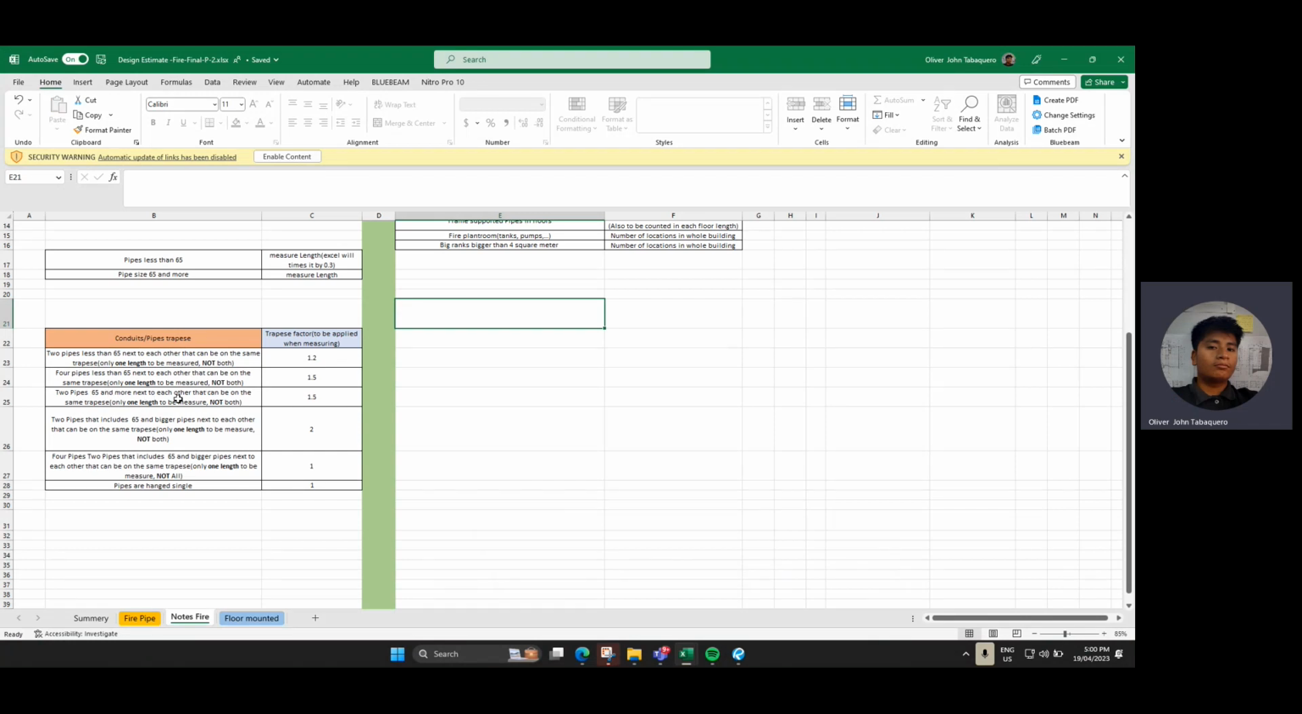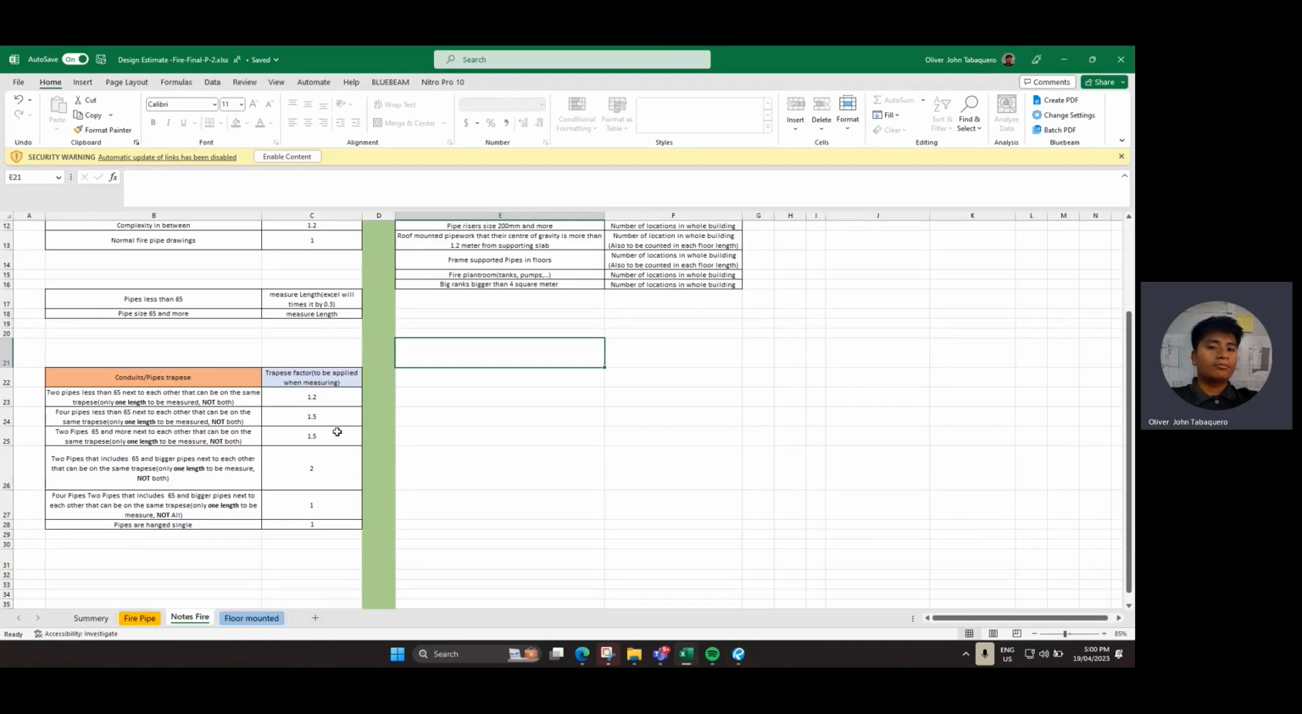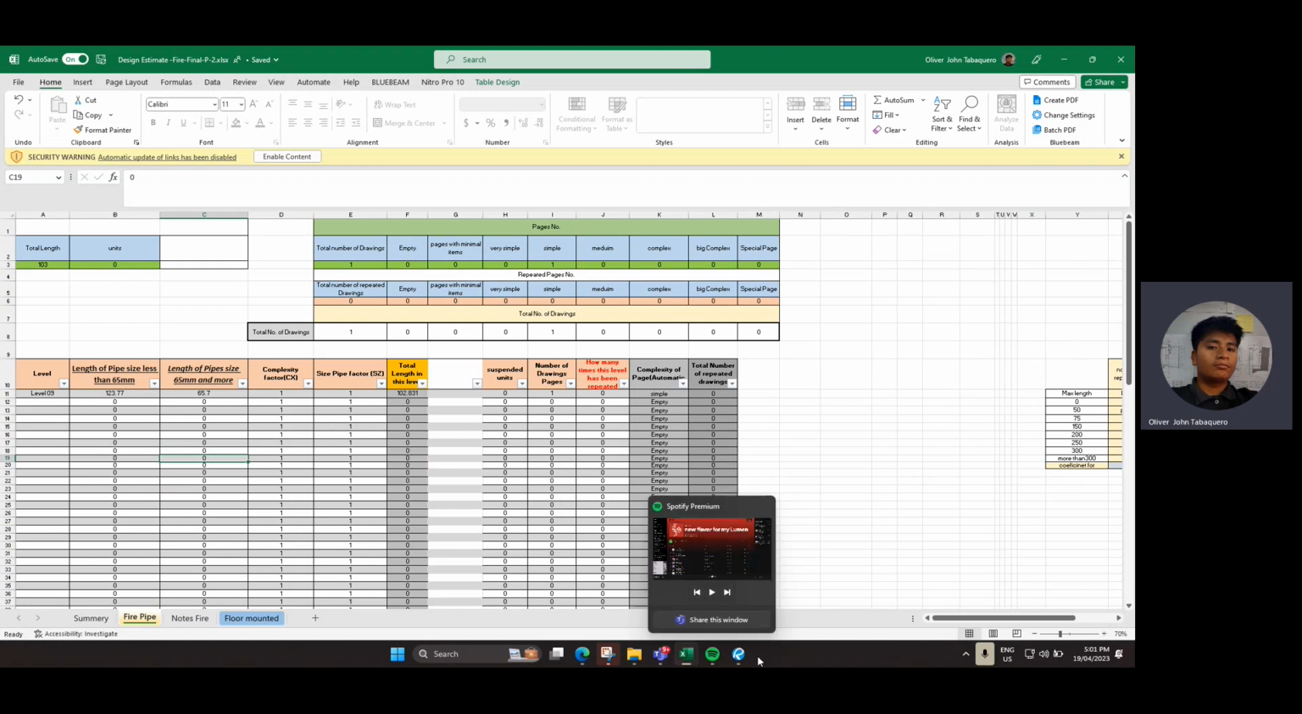Two pipes 65 and more next to each other that can be on the same trapeze: you measure only one length, not both. 1.5. Two pipes that include 65 and bigger pipes next to each other, you put two. Four pipes that include 65 and bigger next to each other that can be on the same trapeze, it's 2. So I think that's very self-explanatory. You have 1.2, 1.5, 1.5, and 2. So let's go down to here.